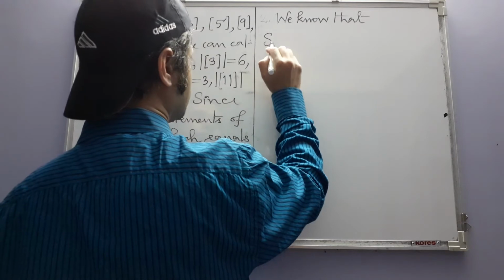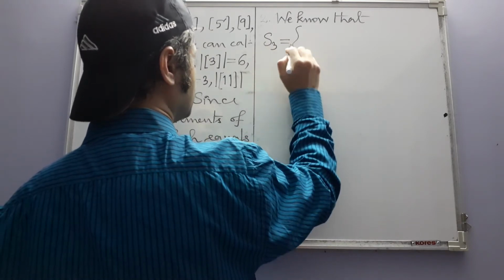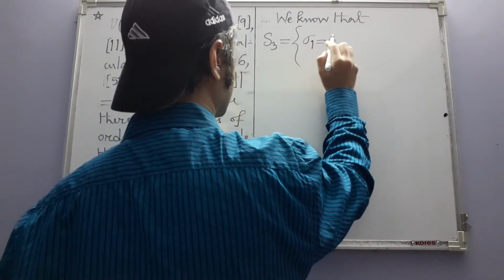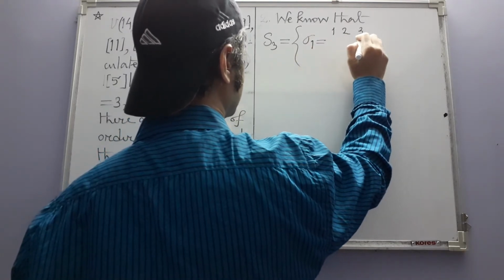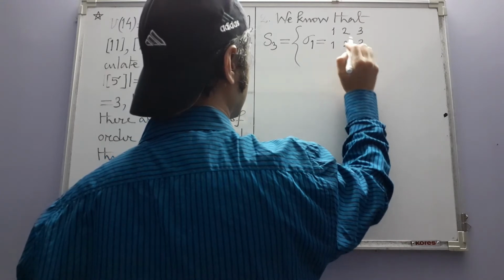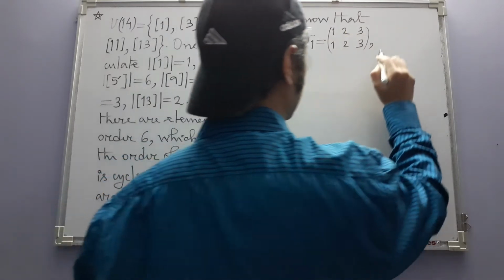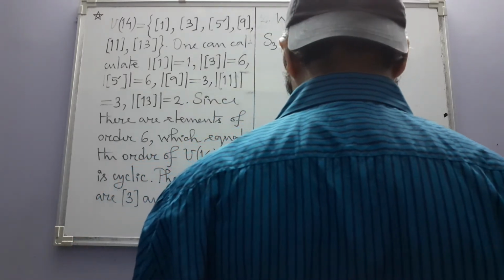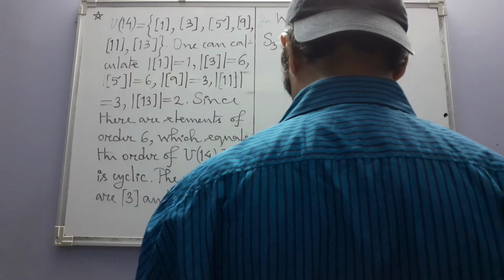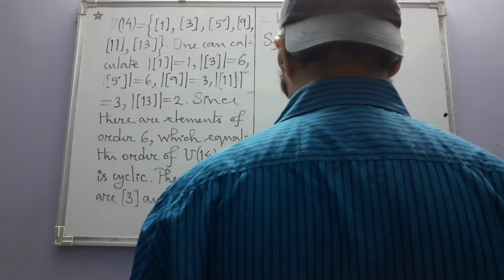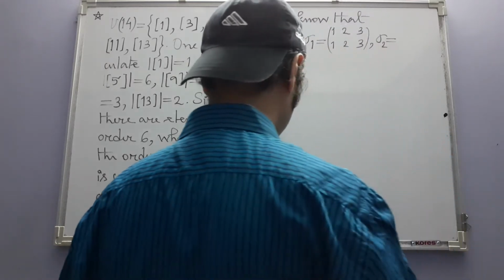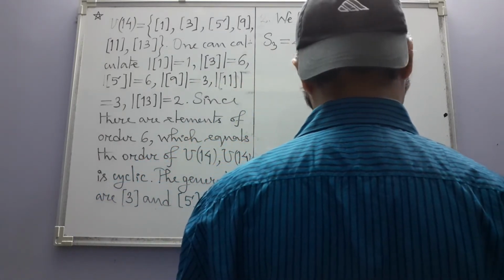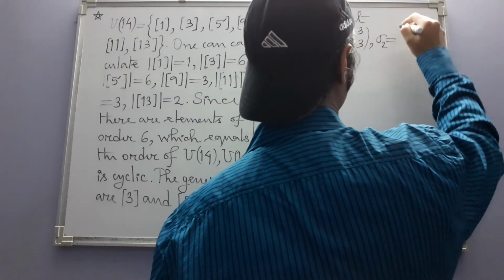We know that S3 has these elements. The first one is of course the identity permutation 1, 2, 3. The second one, it does not really matter which I call the second one and which I call the first one, but let's just list them the way they have been listed in the text. 1 2 3, 1 3 2.